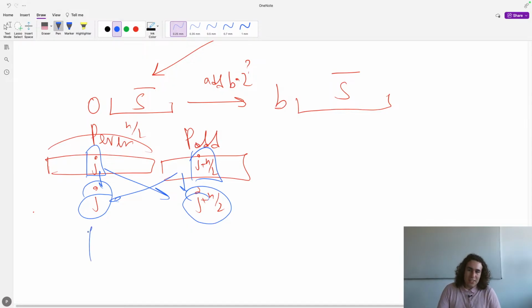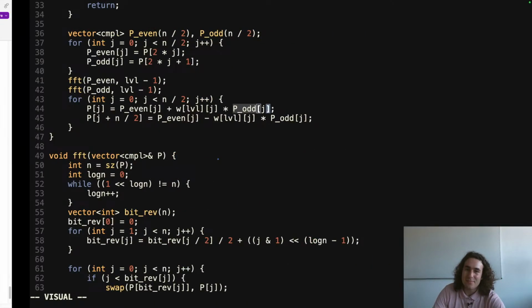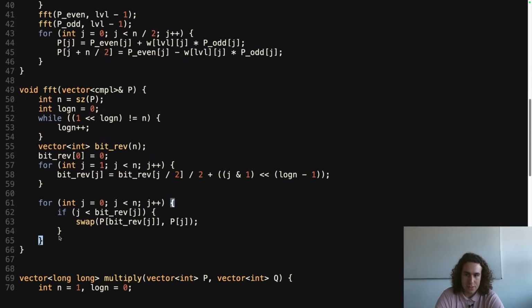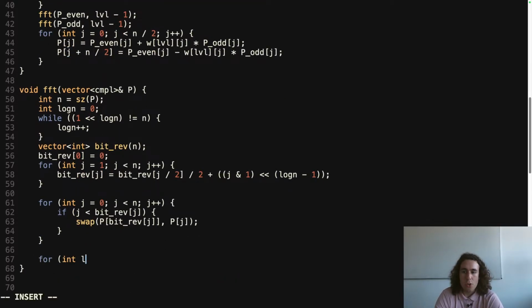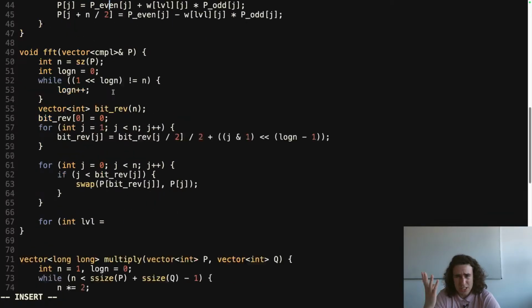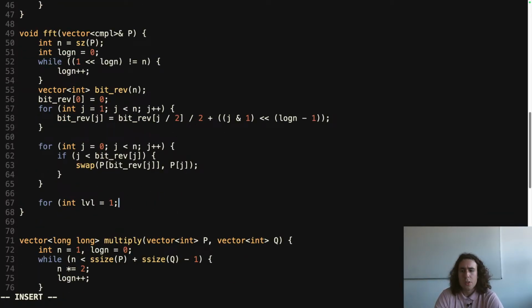Because to calculate the values of p in two indices, we need exactly the values that are stored in these two indices. I hope that's not too confusing, but that shouldn't be. So let's do the same thing that our recursion does, just level by level. So we go through all the levels. On the 0th level, we do nothing, so we don't need to consider the 0th level. We go from the first level up to level log n.